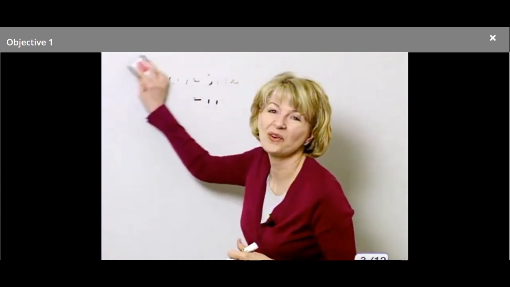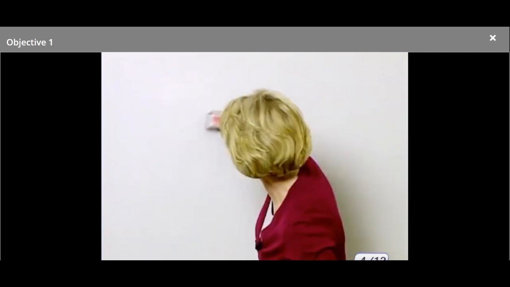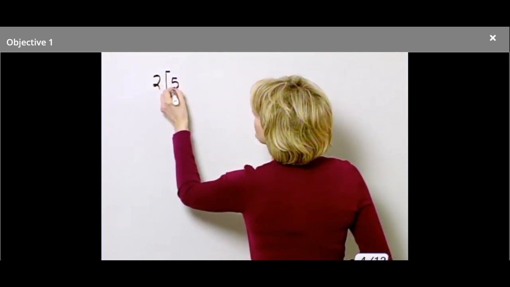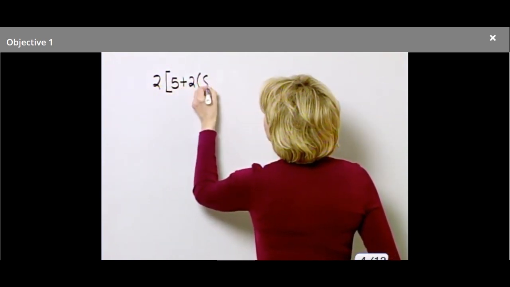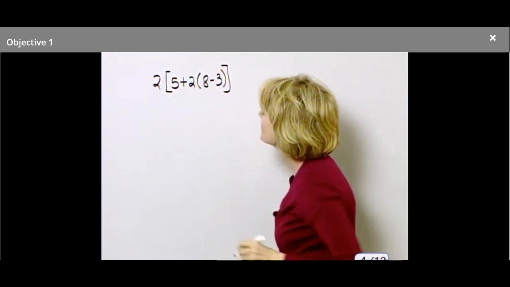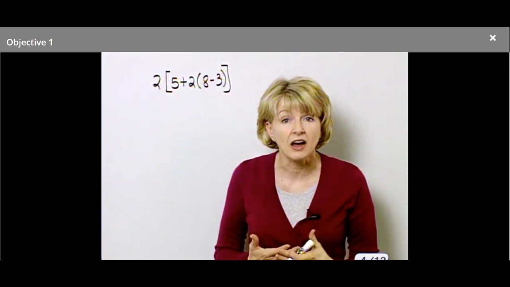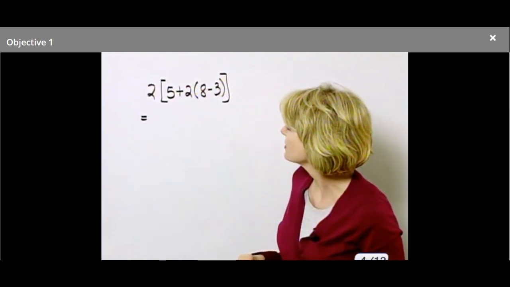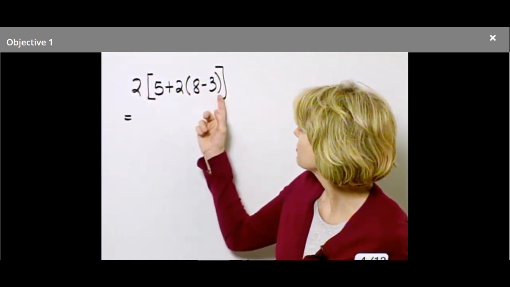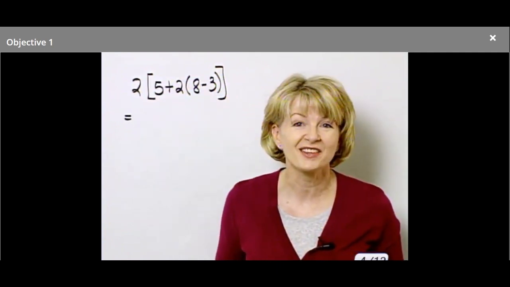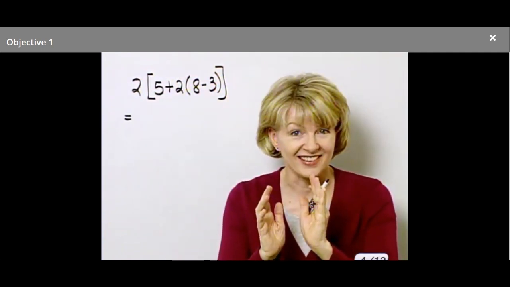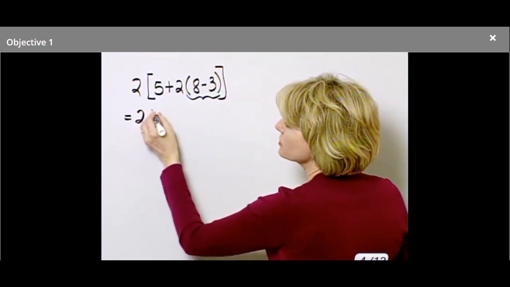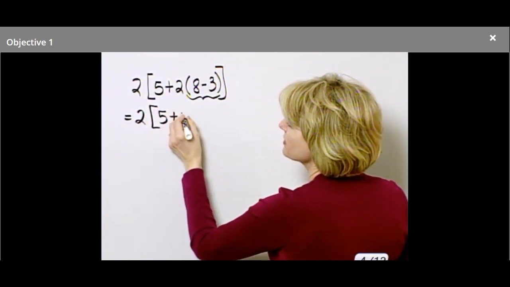Let's practice using order of operations. Let's suppose I have 2, and then we have 5 plus 2, parentheses, 8 minus 3. Here I have an expression. I'd like to find the value of this expression. To do so, remember order of operations. This time we do have grouping symbols, we have parentheses, and we have brackets. We start with the innermost set. So here is my innermost set, and that's where we start.